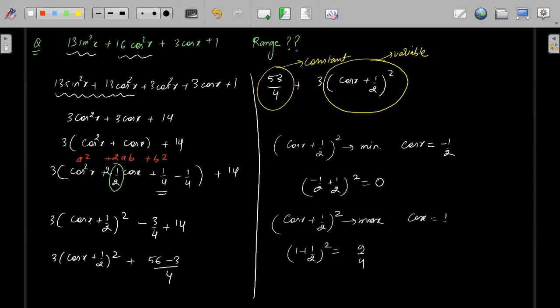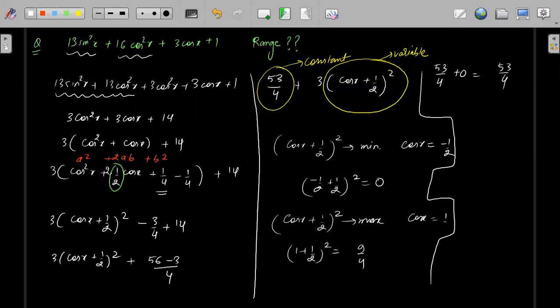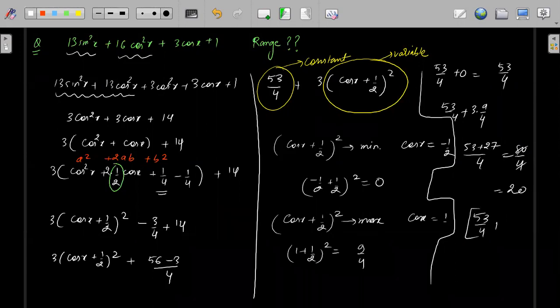The minimum value is 0. So 53 by 4 plus 0 will give you simply 53 by 4. This will be the minimum. The maximum value is 53 by 4 plus 3 into 9 by 4. 3 nines are 27, 27 plus 53, so this is 80 by 4, which is equal to 20. Very good. So the minimum value is 53 by 4 and the maximum value is 20.